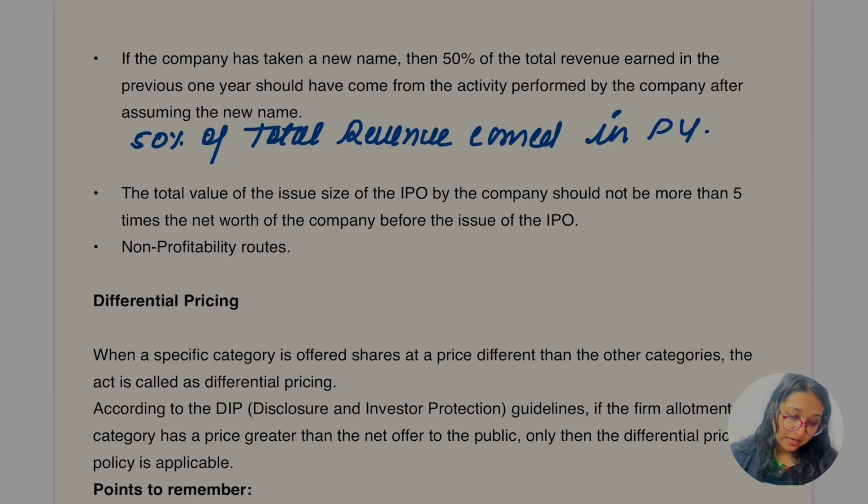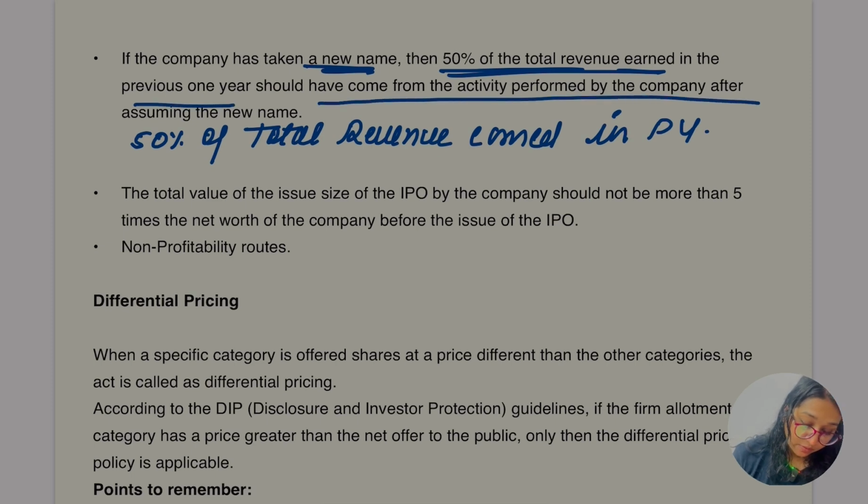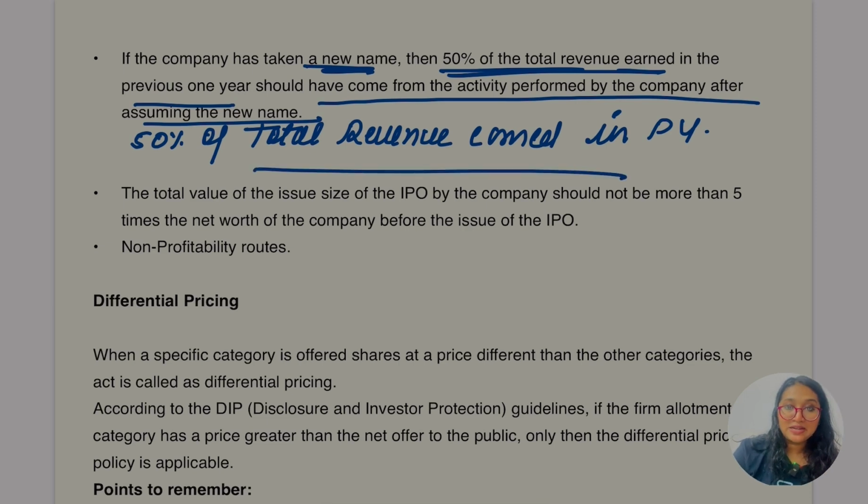Let's go for the other part. If the company has taken a new name, ठीक है, then 50% of the total revenue earned in the previous 1 year should have come from the activity performed by the company after assuming the new name. ठीक है, so what are they saying? First thing, if the company has changed the name, so the 50% of the revenue should be earned after the name is being changed. Okay, so 50% of the total revenue earned in the previous year. Let me read it again so you don't get confused. Earlier the company's name was different, later on the company's name is different. Okay, so the 50% should be earned by the company.